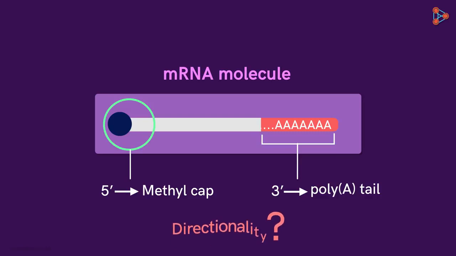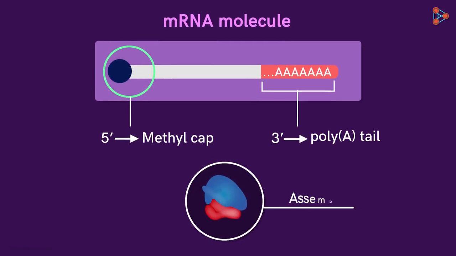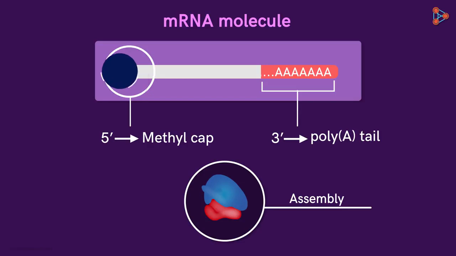But why is the directionality needed? Well, it's extremely important. The assembly that carries out translation binds to the mRNA near the 5' end. So how does the assembly know that this is the 5' end? The easiest way to recognize the 5' end is by the presence of this methyl cap. This is how the assembly understands to bind near the 5' end and not to the poly A tail. Now, what exactly is this assembly that we're referring to? Well, that's the ribosome unit.